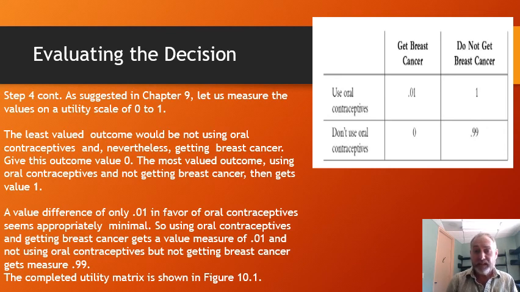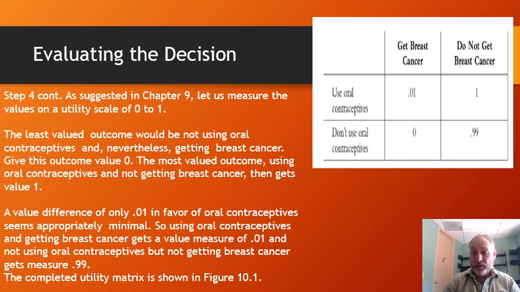So we're going to say that we're assigning a value of 0.01 to using contraceptives. According to Ramsey's strategy, what does that mean? That means that I give you two choices. I say you could use oral contraceptives and get breast cancer. You could have that outcome guaranteed. Or here's another choice. We'll run a little lottery.